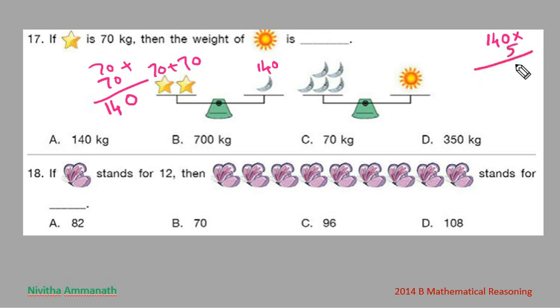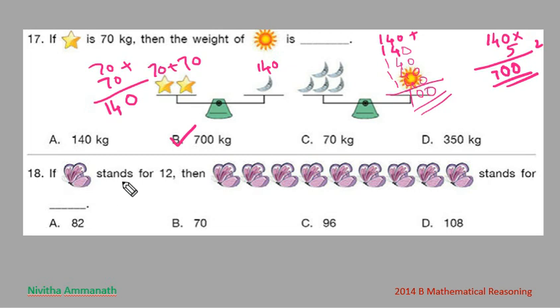5 crescents. So either we write 140 into 5. That is 0 5s are 0. 4 5s are 20, that is 0, 2. 1 5s are 5 plus 2, 7. 700 kilogram. Or we write 140 plus 140 plus 140 plus 140 plus 140, that is 5 times 140. And then we add this. So we get 700. So these two ways are there in this question.